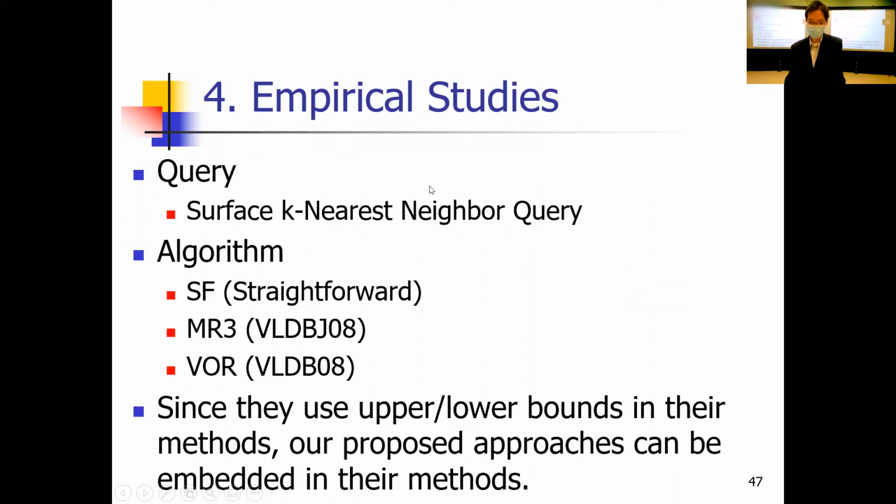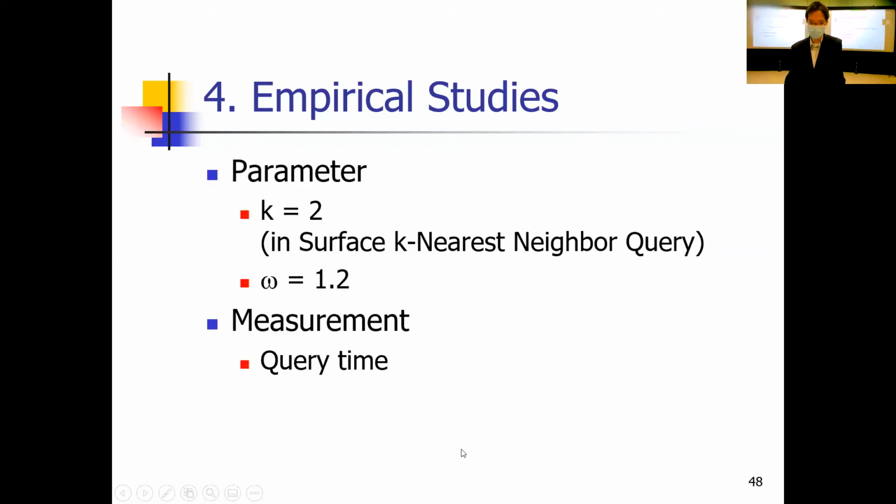We want to find the nearest neighbors, and this query requires finding the shortest path. These three algorithms, SF straightforward, MR3, and VOR, also solve this query using shortest path queries. Since they also use the upper and lower bound in their method, our proposed approach can be embedded in their original method effectively. Let's see the result.